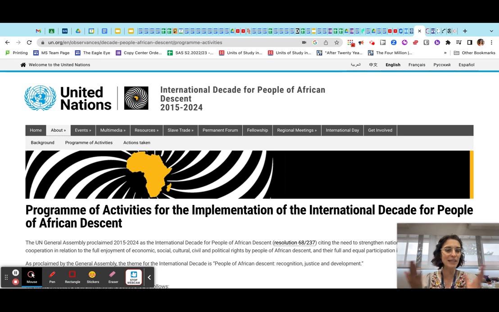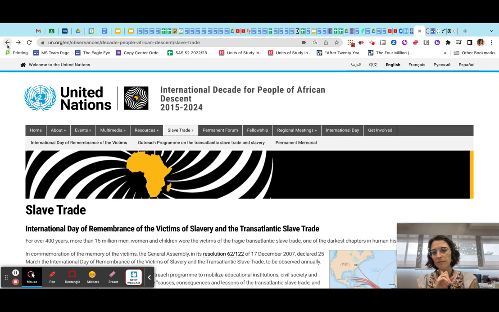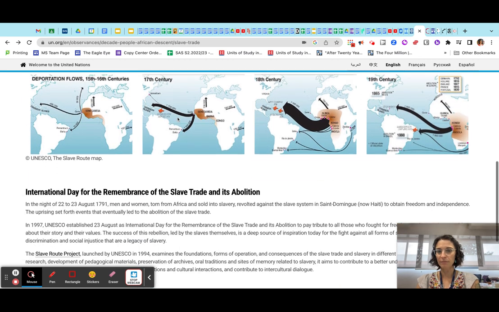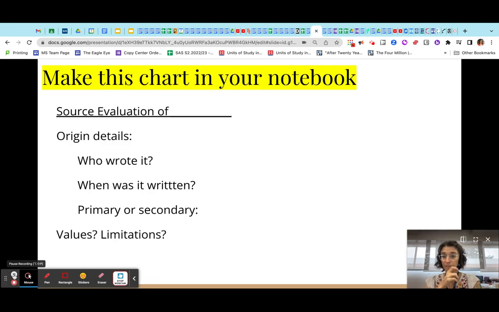Okay, values and limitations. Is this a primary or a secondary source? Well, here we have 2015 to 2024. This was made recently. Therefore, it is a secondary source. And same thing, secondary source, good information, a coverage of many primary sources.